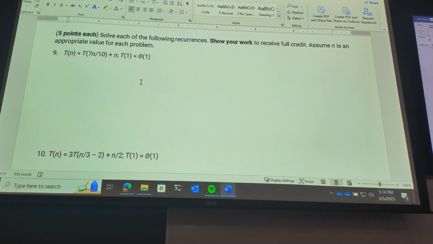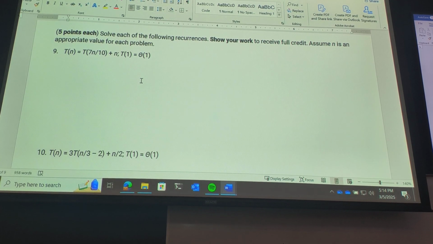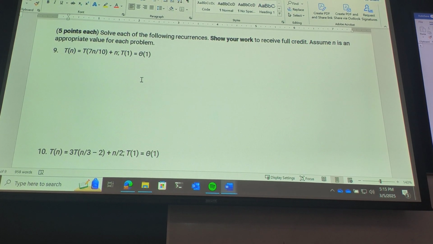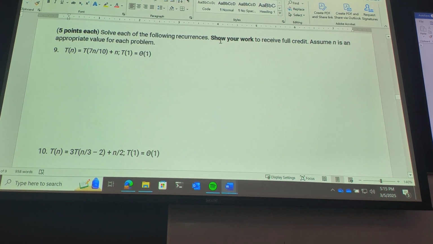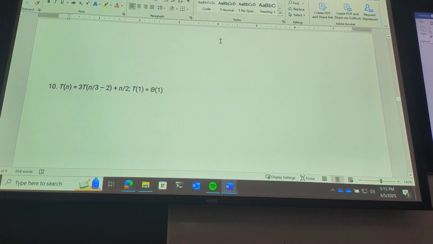Wait, so if we have the right answer but no work, you're giving us full credit, is that what you said? No, show your work for full credit still. Yeah, still gotta show your work. Dark magic, I need to know how you did it.